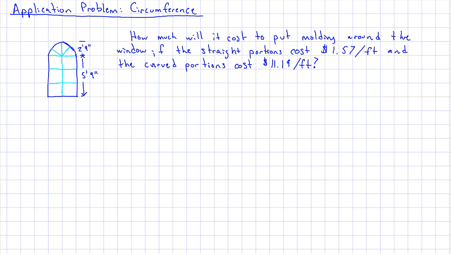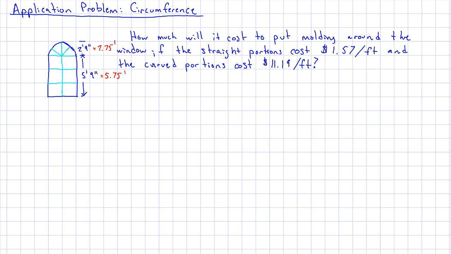Since the cost is given in dollars per foot, we should convert our units to feet in order to solve the problem. So we are given mixed units here. I have 2 feet and 9 inches for this smaller length up here, the radius of the upper portion. And that will be 2.75 feet. And then here, the 5 foot 9 inches, that will be 5.75 feet. So once it's into feet, then we can proceed to find the perimeter.